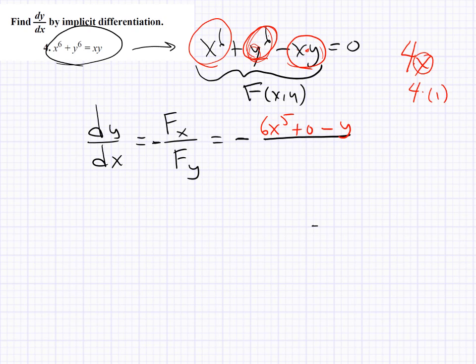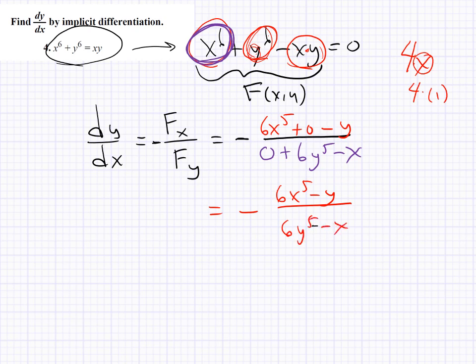Then I do the same thing again, but with respect to y. So this with respect to y, x is a constant now. That's going to be 0. This would be 6y to the 5th, and this one would be minus x, for all the same reasons. So your final answer would be negative 6x to the 5th minus y over 6y to the 5th minus x.